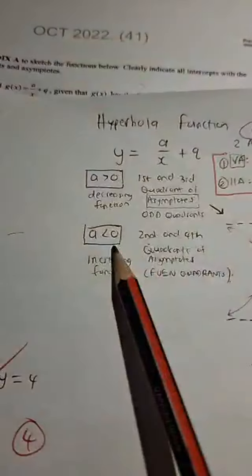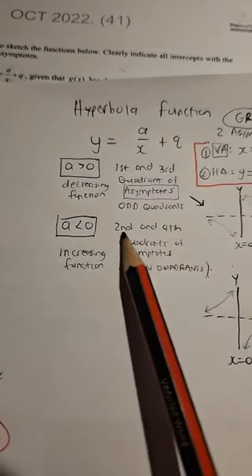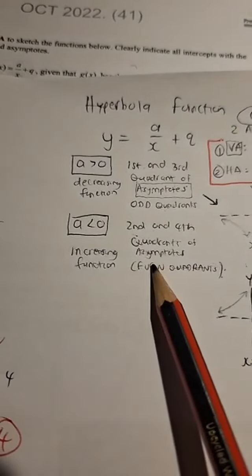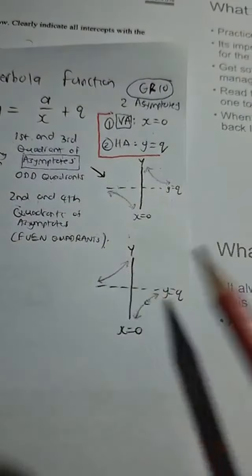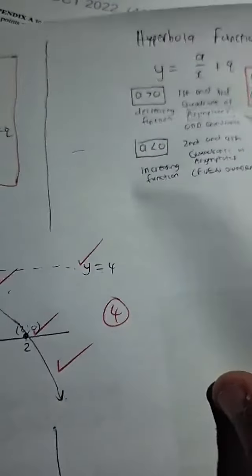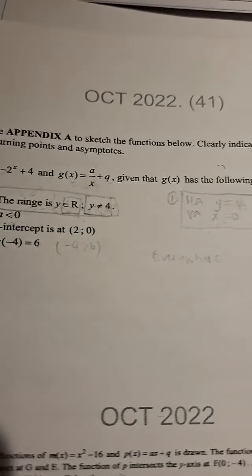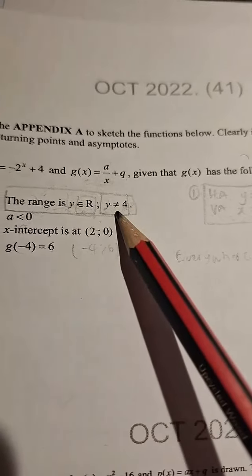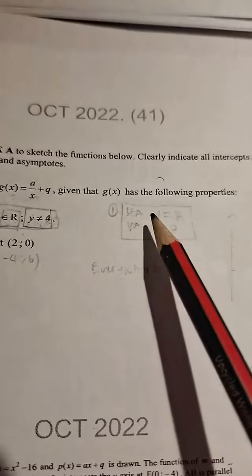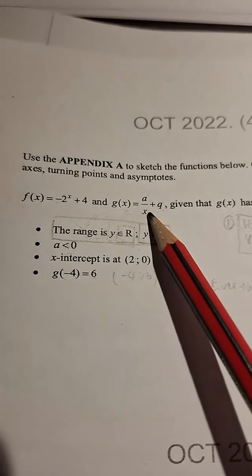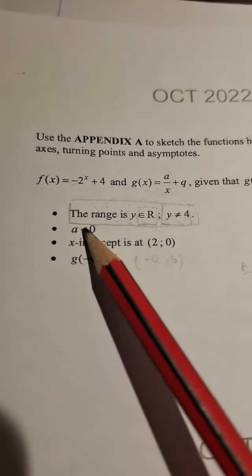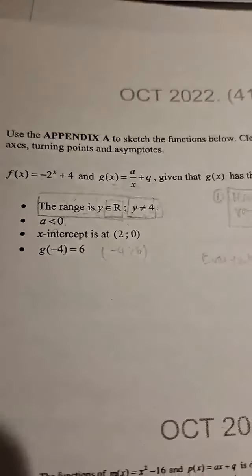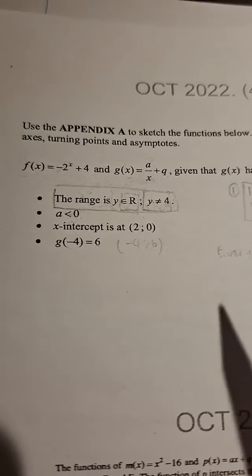Remember, we established this. When a is less than 0, we can expect to find the function in the second and the fourth quadrants, the even quadrants. And we are also anticipating that the function will be what? An increasing function. We are one step closer to sketching, because we know where the horizontal asymptote is, and we know where the vertical one is, because x is isolated alone in the denominator. Then a less than 0, second and fourth quadrant. So we even know where the function will be situated.